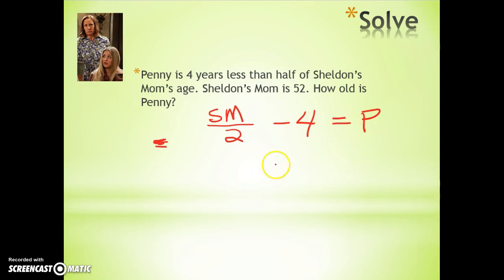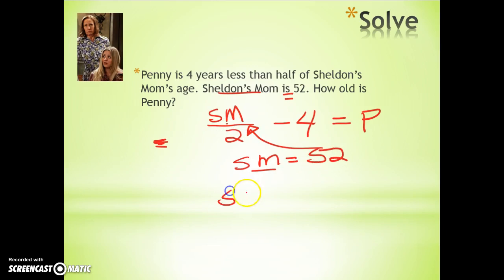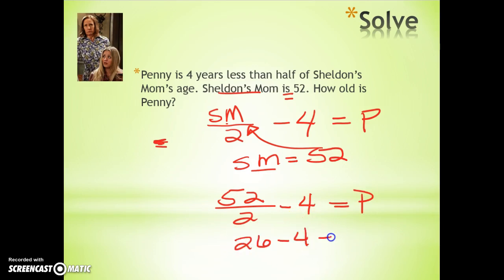We know that Sheldon's mom is equal to 52. Sheldon's mom is 52. Now we can plug and chug. I see an SM here and an SM here. We can insert that value there instead of SM to find out how old Penny is. 52 divided by 2 is equal to 26. Penny is 22 years old.